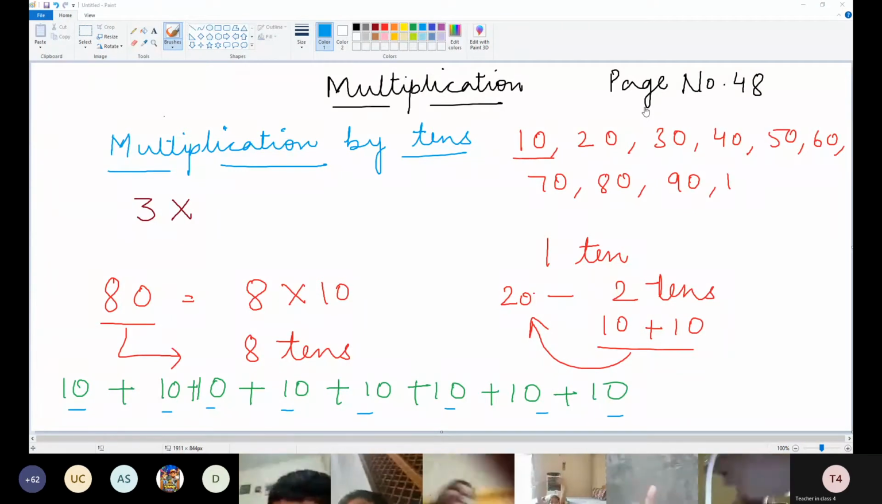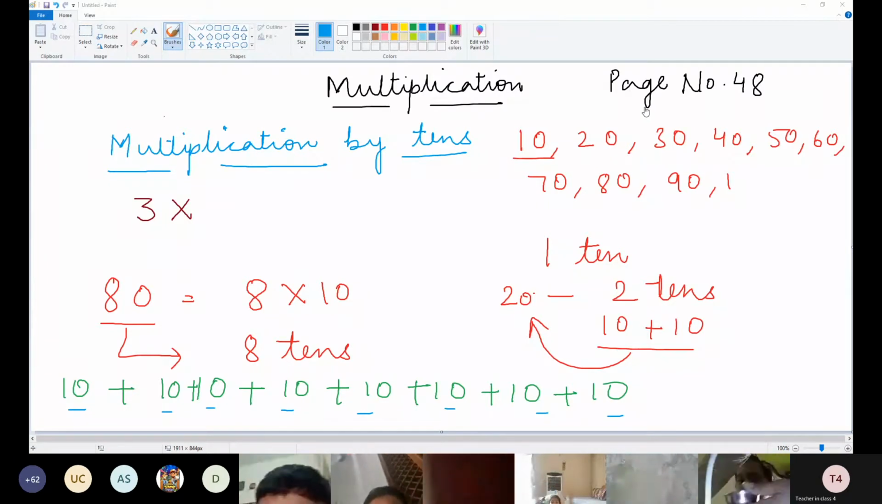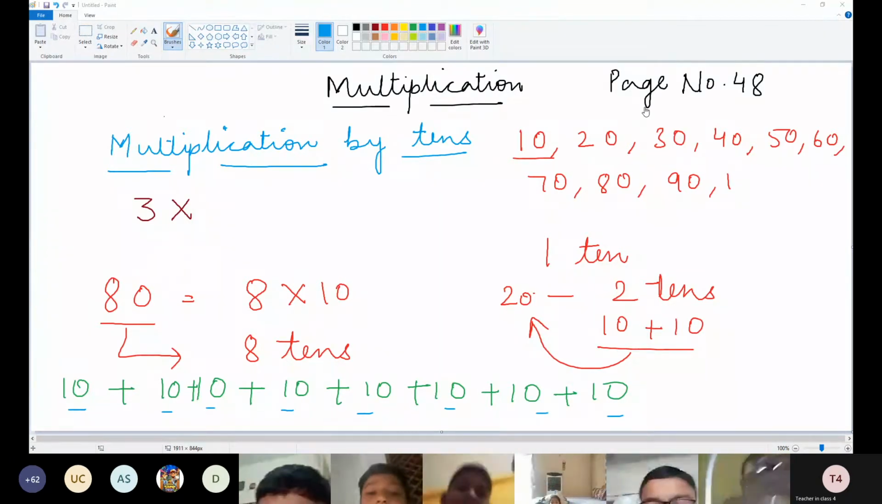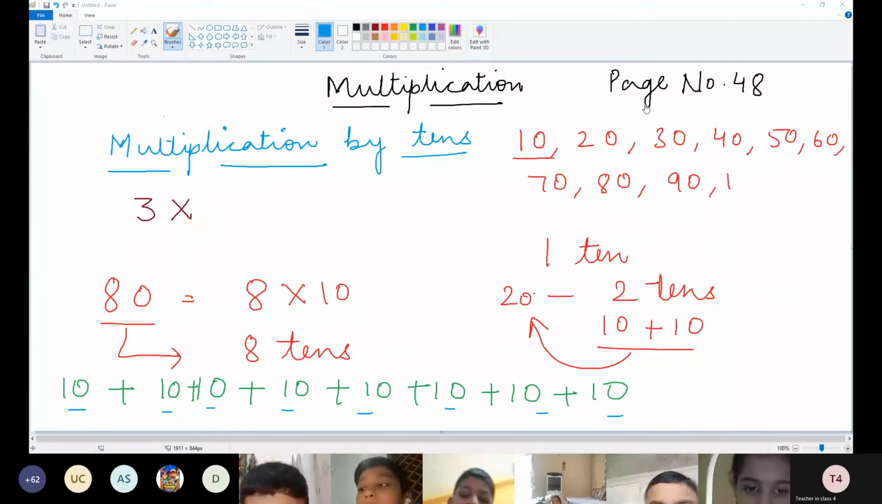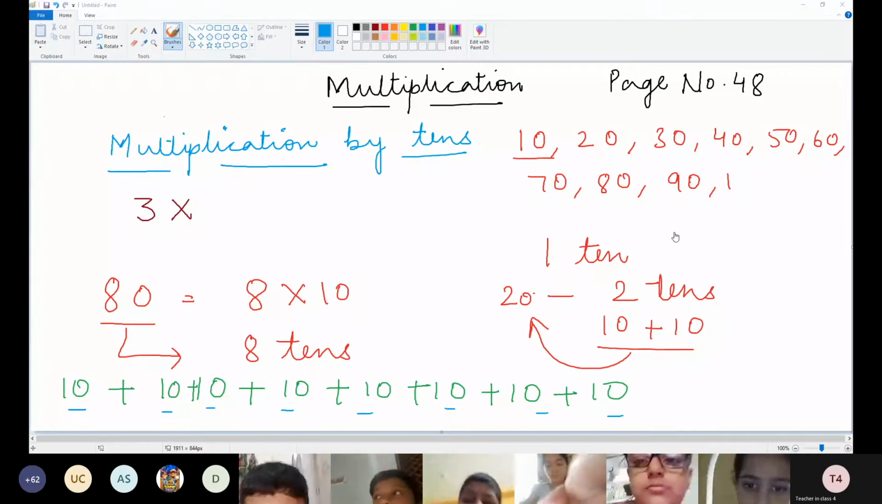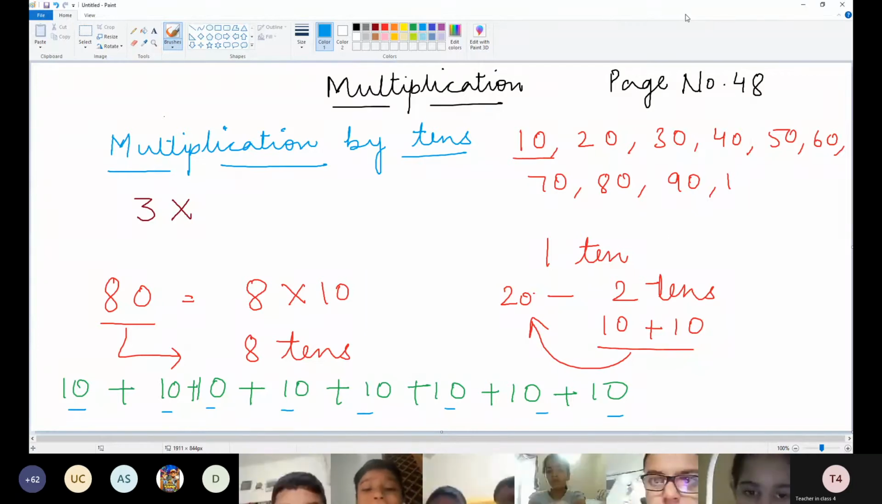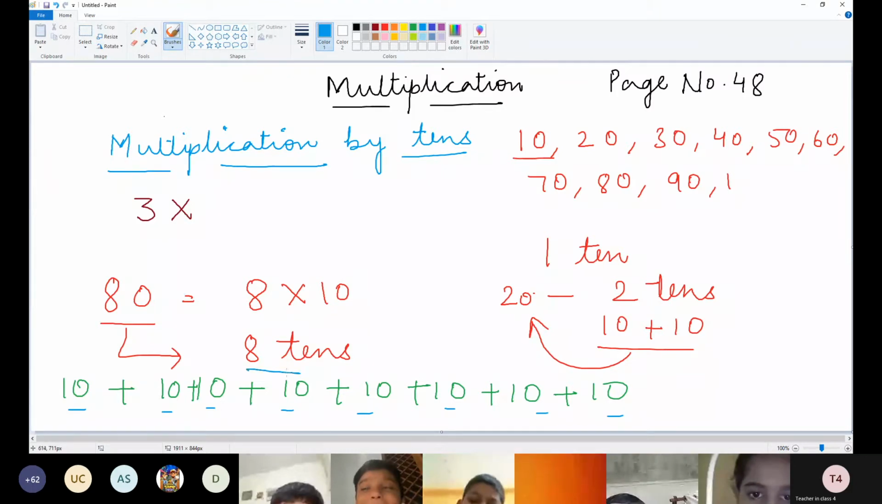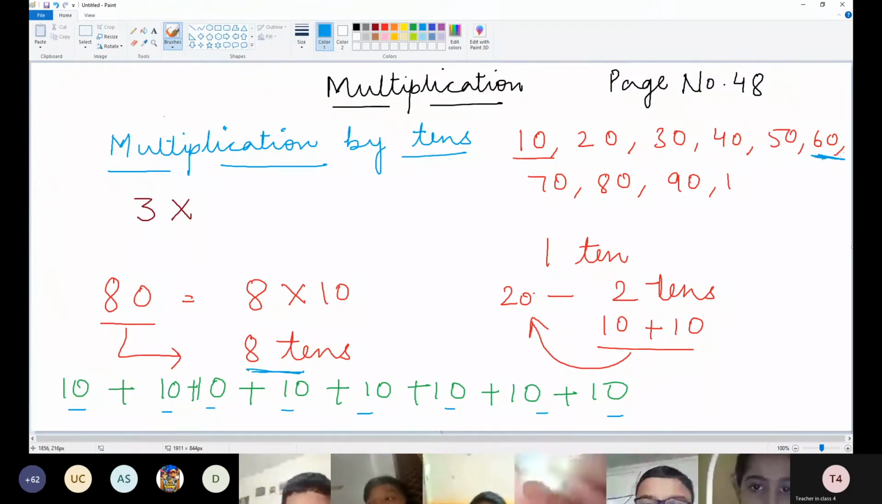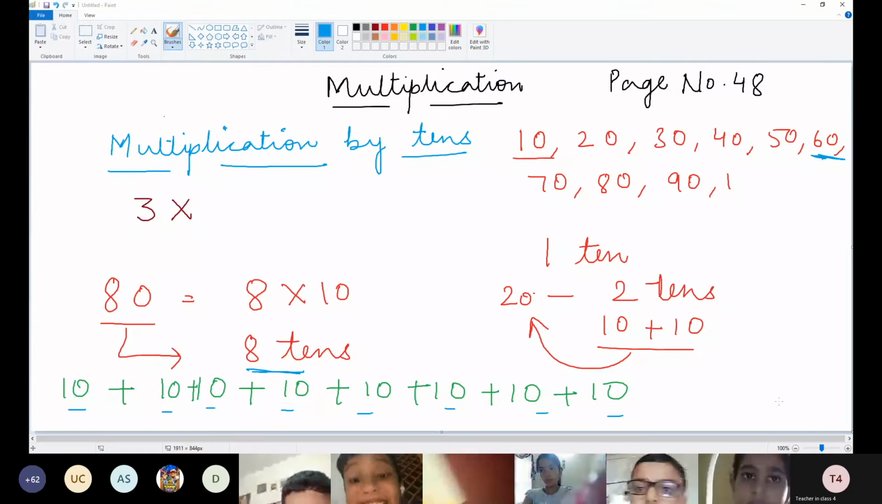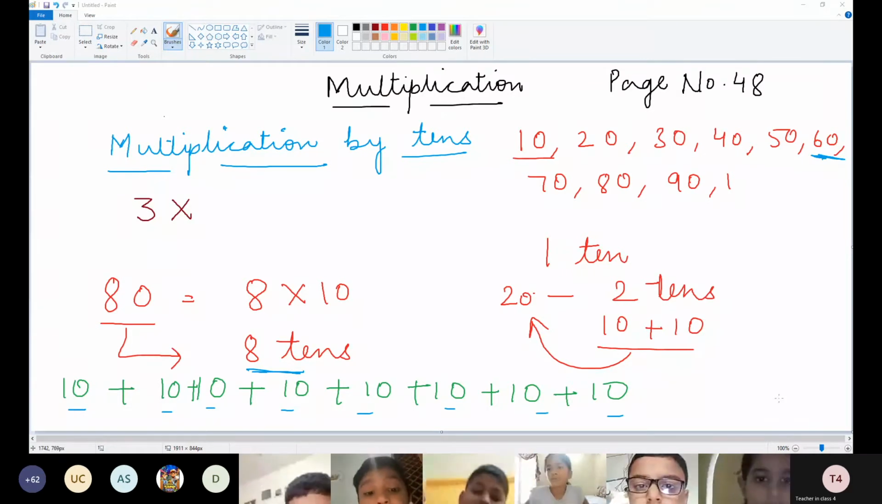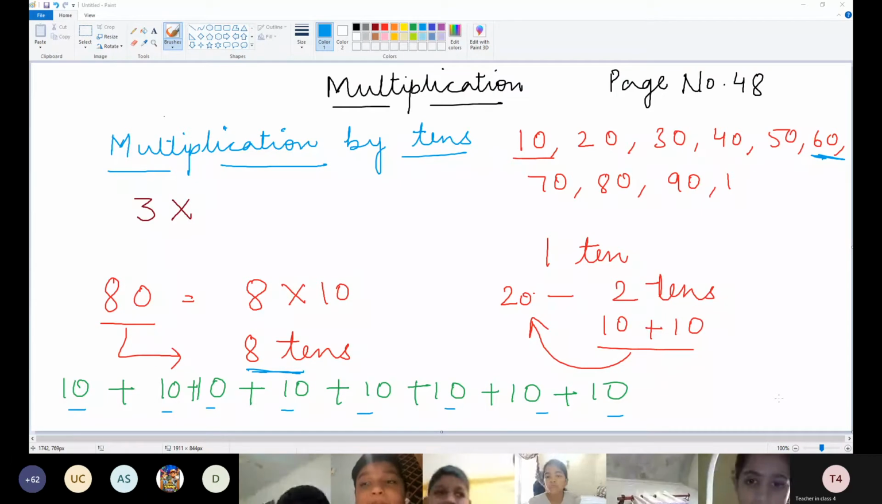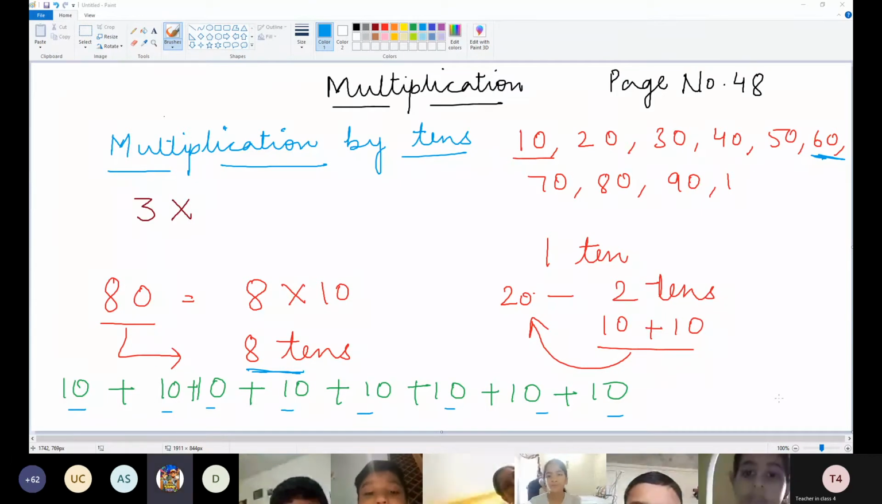You don't need to do like this. बेटा आपको find out करने के लिए ऐसे नहीं करना है. This I have shown you as an explanation so that you can know how you get it. Vivek, are you there in the meeting? Yes, good. So children, in 80, how many tens you have? You have 8 tens. In 60, how many tens do you have? 60 में कितने tens हैं? Ma'am, six.